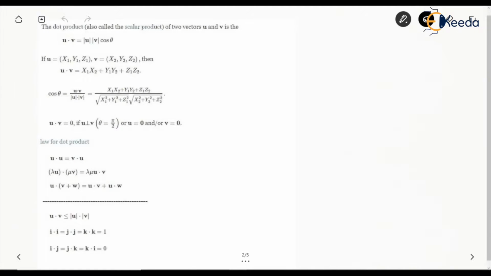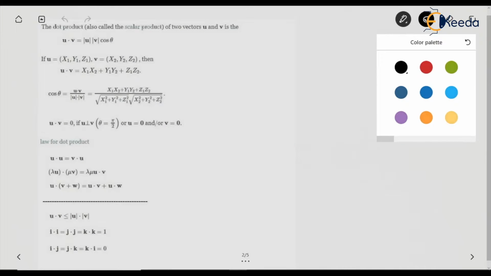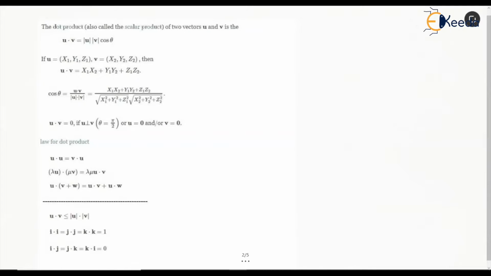The first one is the dot product, which is also known as the scalar product, and this is given as u dot v, where u and v are the vectors, as magnitude of u into magnitude of v into cos of theta. Let's say these two are the vectors u and v, then the angle between them, the smaller angle, is theta, and this is cos theta.